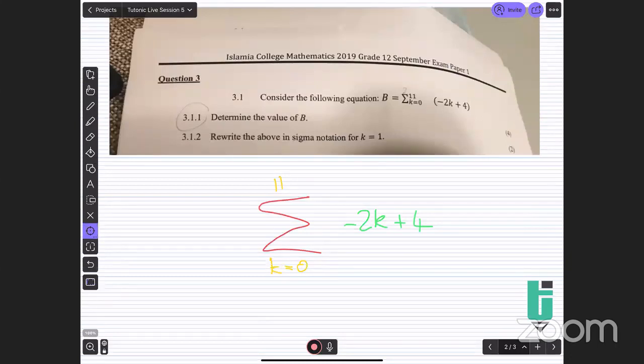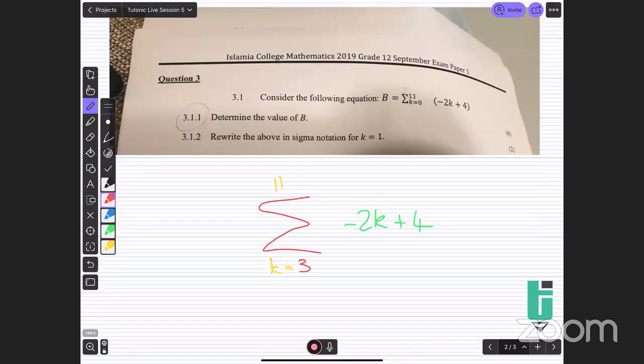So if it was this, how many terms? Nine. Not 8? No, 11 minus 3 plus 1. It's 9. Okay, do you guys all see that? Raiz, Sabiha, Aisha, guys, all see that? Yep. Okay.